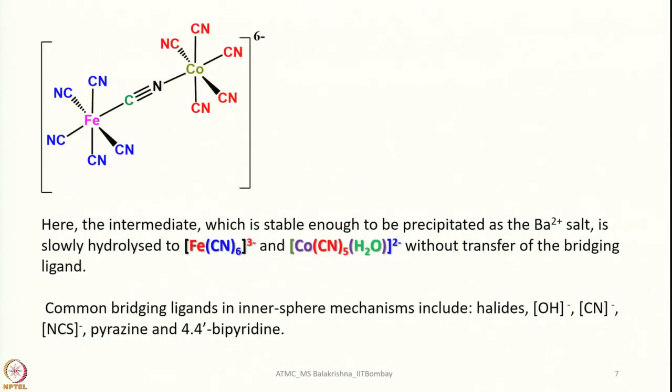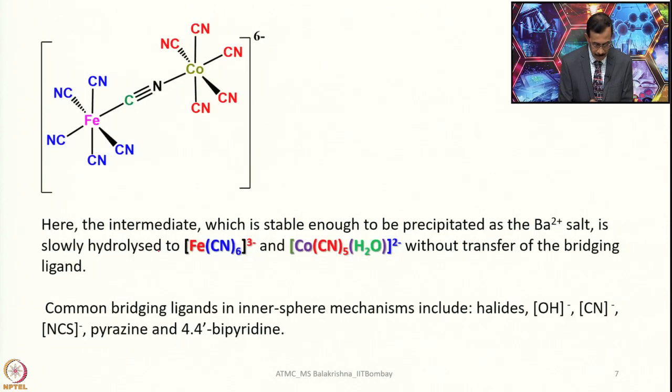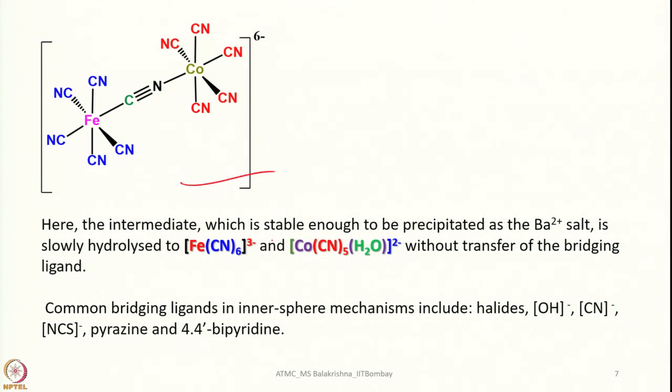Let us look into another example here. Here I have taken the cyano complexes; the intermediate I have shown here is stable enough to be precipitated as the barium 2 plus salt, similar to what we saw about BaMnO4.